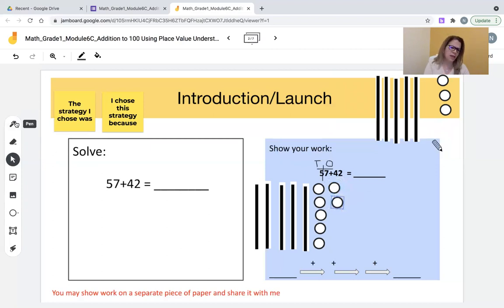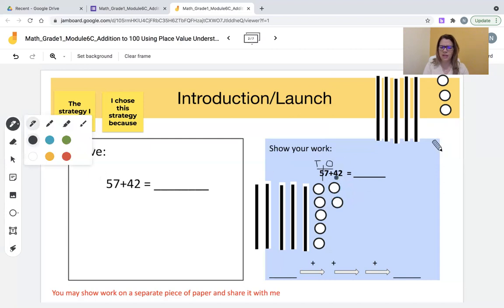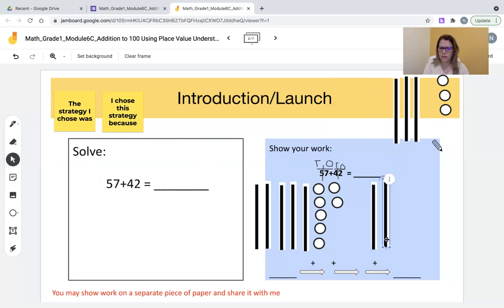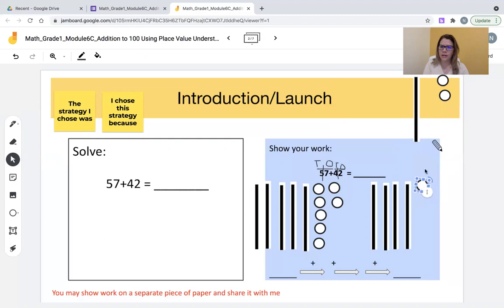Next, I notice in 42 that I can also break apart 42 into tens and ones. Well, there are 4 tens and 2 ones. I can use the base 10 blocks and click and drag 4 tens. 1, 2, 3, and 4. I can also click and drag 2 ones. 1 and 2. I now have modeled how I broke apart 57 and 42, the pair of two-digit numbers, using base 10 blocks. Now I'll use these base 10 blocks to add.